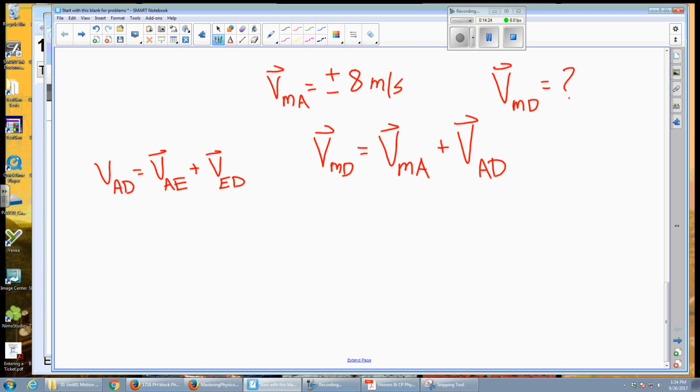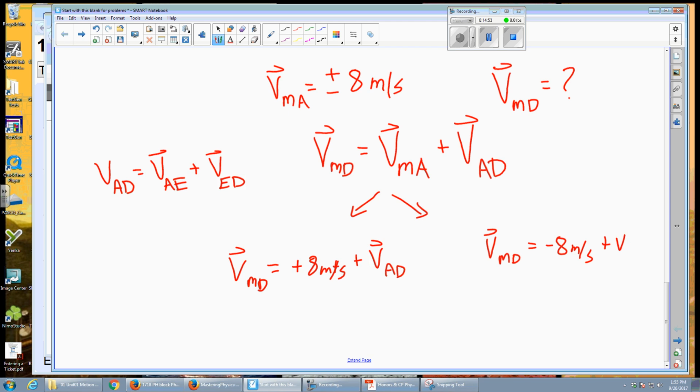The only tricky part here is MA. We don't know if that's positive or negative. So I have to do this twice. Once when I do it with positive 8 meters per second plus VAD, and the other time with minus 8 meters per second plus VAD. So it's really H that is the trickiest part of this one.